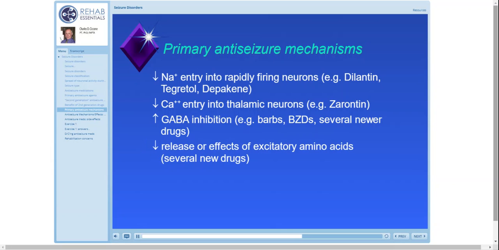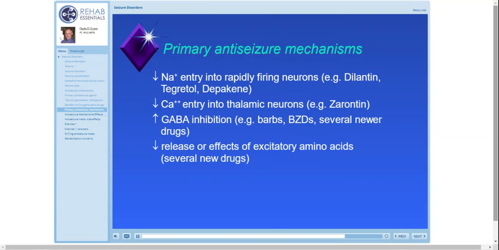And finally, some of the newer drugs work by decreasing the release or effects of excitatory transmitters, especially excitatory amino acids. We know now that certain amino acids act as true neurotransmitters in the central nervous system. And some of these amino acids, like glutamate and aspartate, are excitatory. Others are inhibitory, but it's the inhibition of the effects of these excitatory amino acids that allows us to have less excitation throughout the brain, and especially, hopefully, in the neurons that initiate the seizure.